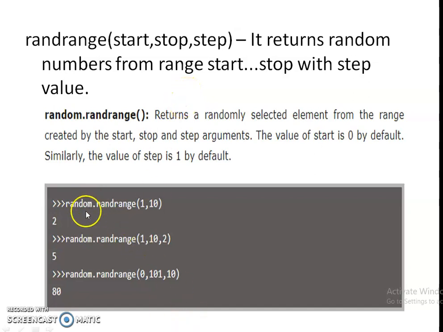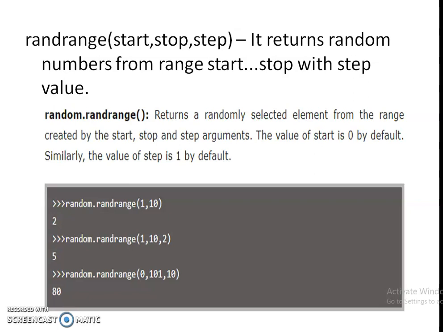See the example, random dot randrange 1 comma 10. Here we have only two arguments. That's why the default step value will be 1. Okay, here starting position 1 and the stop value is 10. Second example, random dot randrange of 1 comma 10 comma 2. So here starting number 1, stop value 10 and the step value 2. So it will skip by 2. Okay, then the random number will be 1, 3, 5, 7, 9. Okay, it randomly selects one number, that's why we get the output as 5.